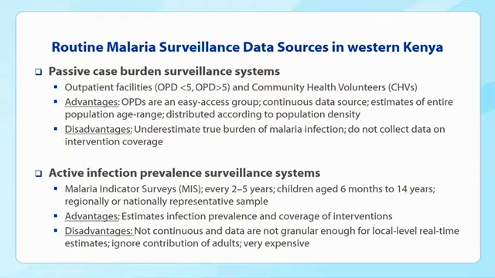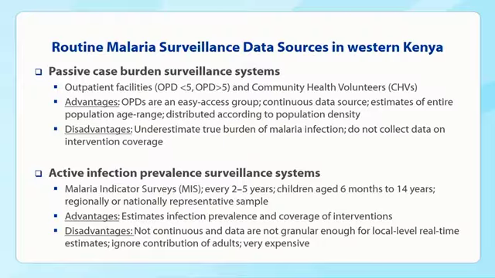So for routine malaria surveillance in Western Kenya, we have two basic types of surveillance systems. We have passive case burden surveillance systems, and we have active infection prevalence surveillance systems. The traditional passive detection systems that we have are outpatient facilities, and they split these up into under fives and over fives. And we also have integrated community case management, where community health volunteers will visit households and test symptomatic individuals and treat them.